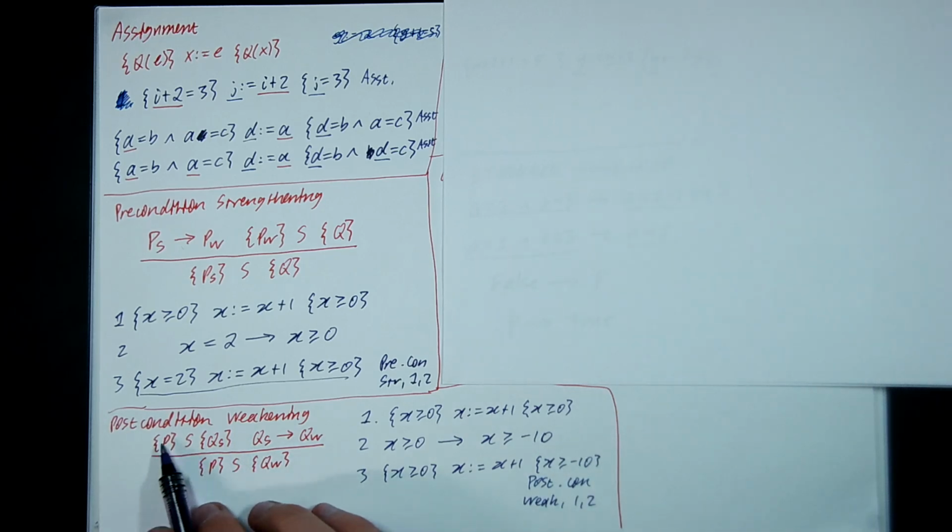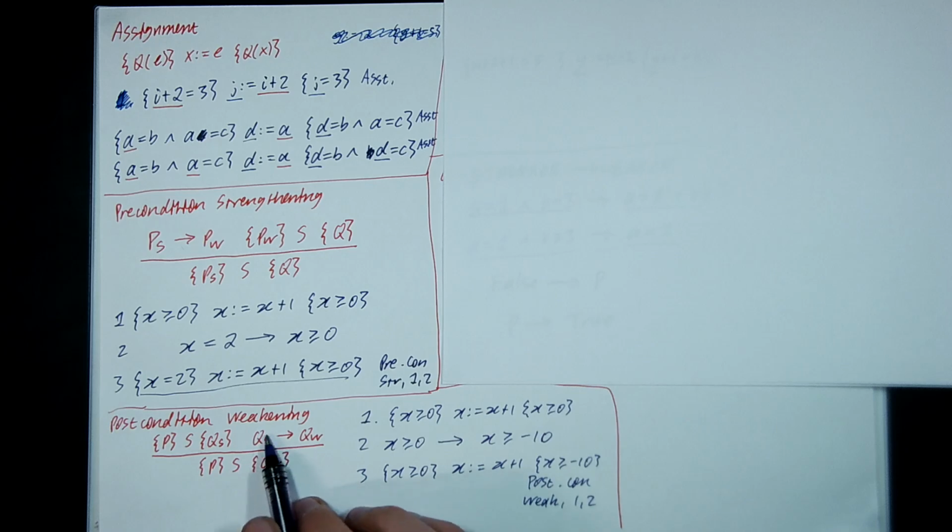And the way it does that, if you've got a predicate P as your precondition, and some code S, and then a postcondition Q sub S, if Q sub S is a stronger statement than Q sub W, then you can replace the stronger postcondition with a weaker postcondition. So you're weakening the postcondition. That's why it's called postcondition weakening.